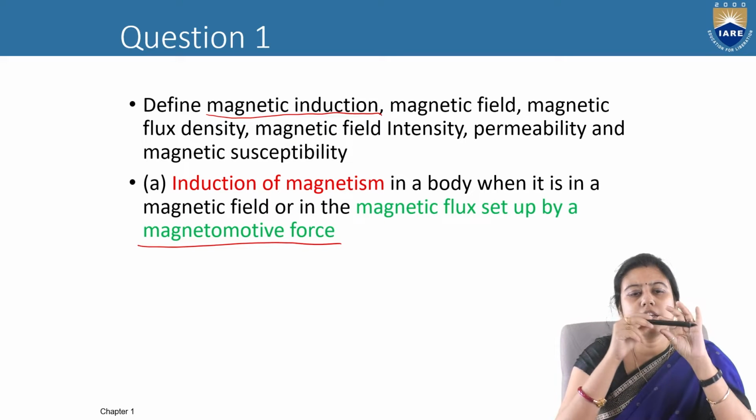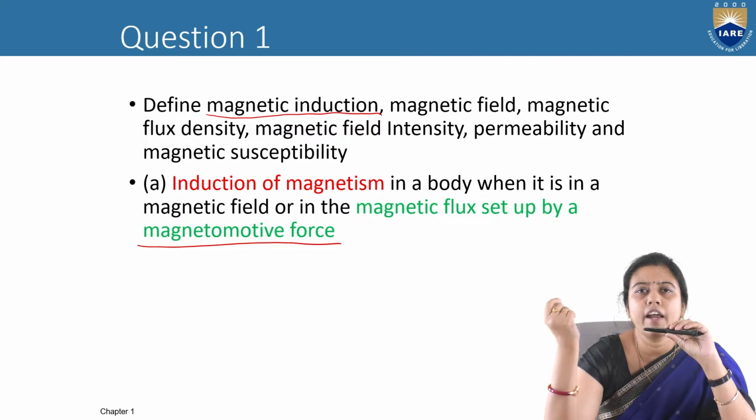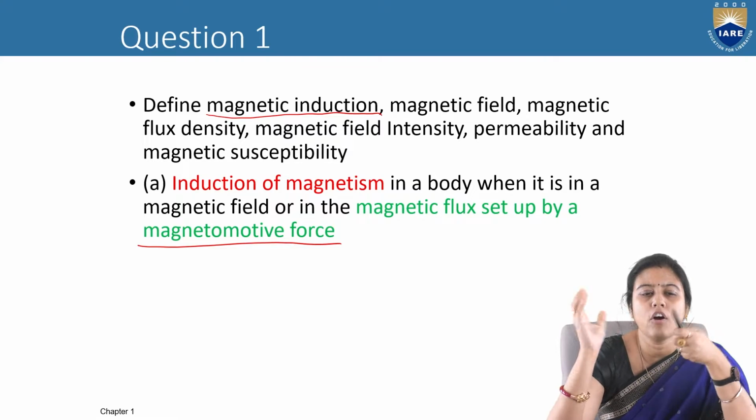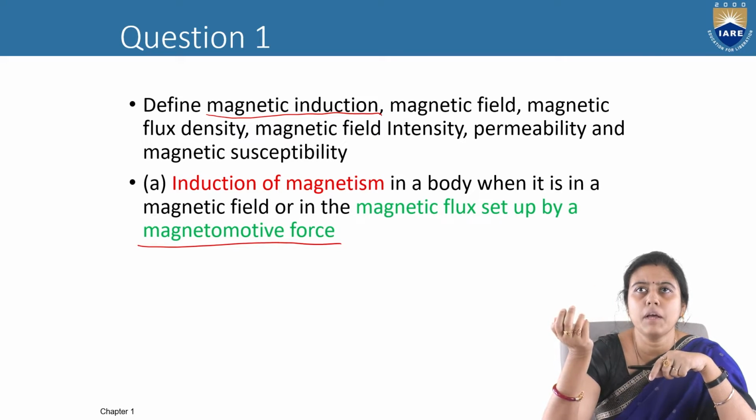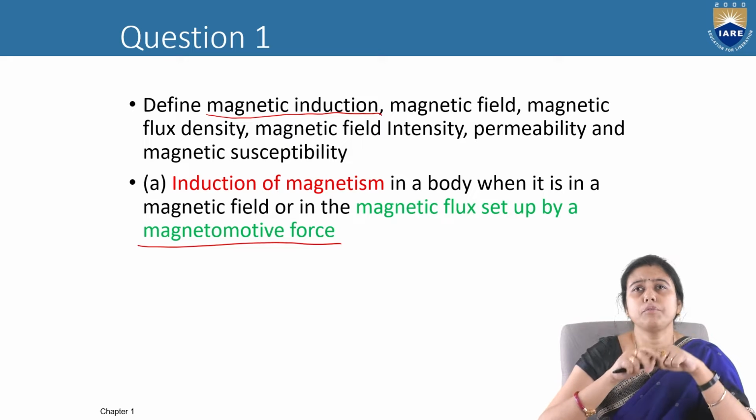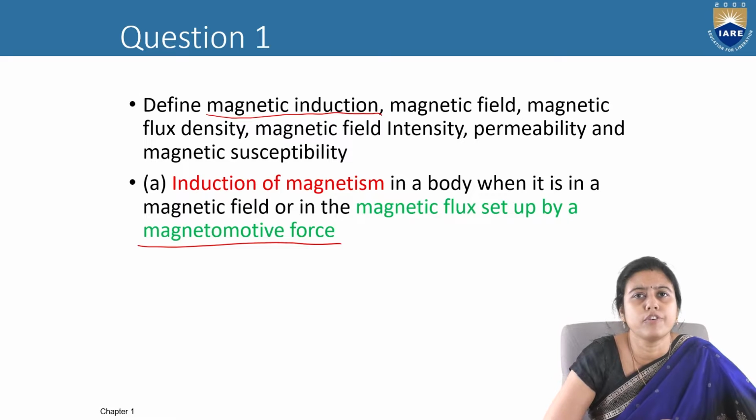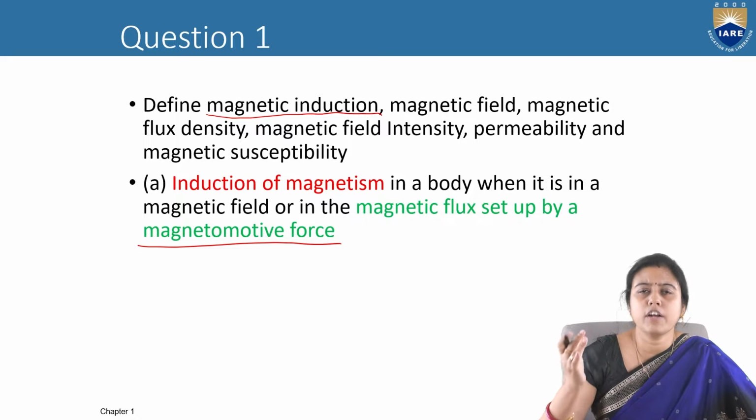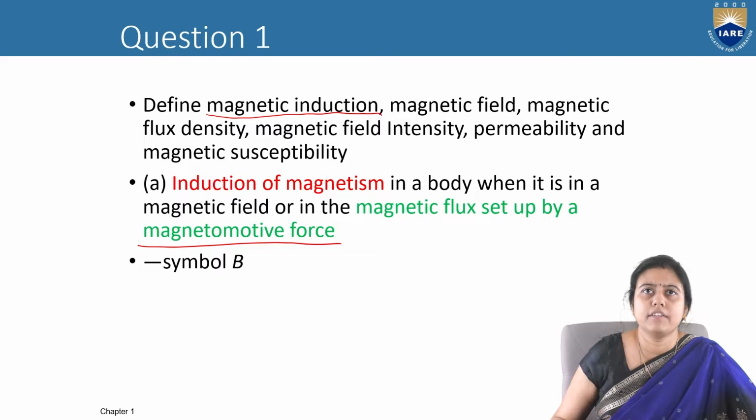Say we have a magnet near our hand and we bring any magnetic material like iron, cobalt or nickel near to it. It will also turn into a magnet, or if we rub the magnetic material with a magnet, it will turn into a magnet. So what is the physics behind it? The magnetic flux has been set up due to the magnetomotive force. What is the meaning of magnetomotive force? The force required to bring a unit pole from infinity to a magnetic field. So this is called the induction of magnetism.